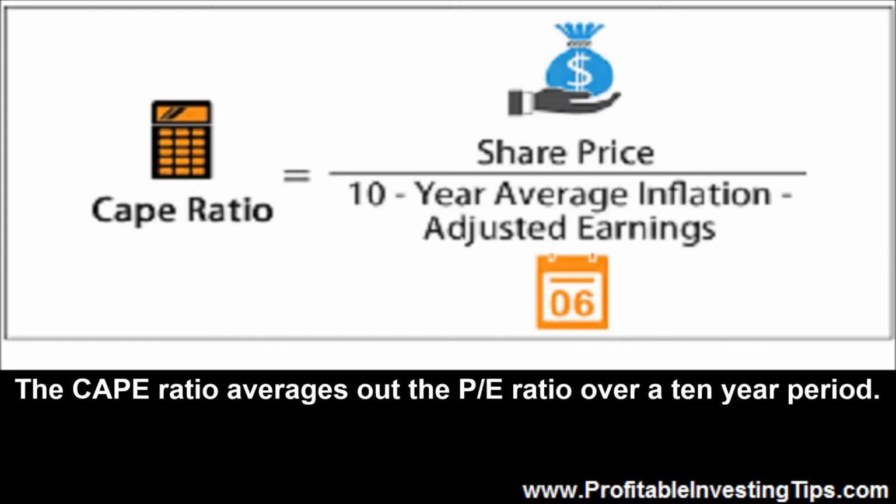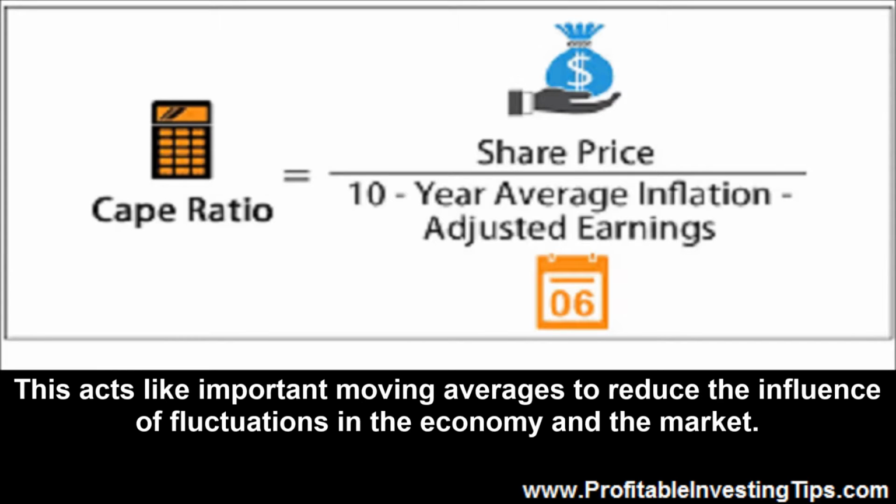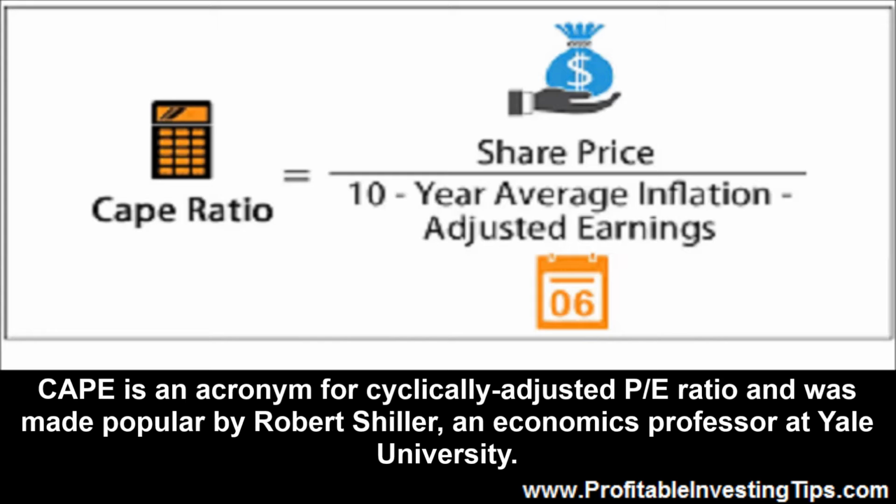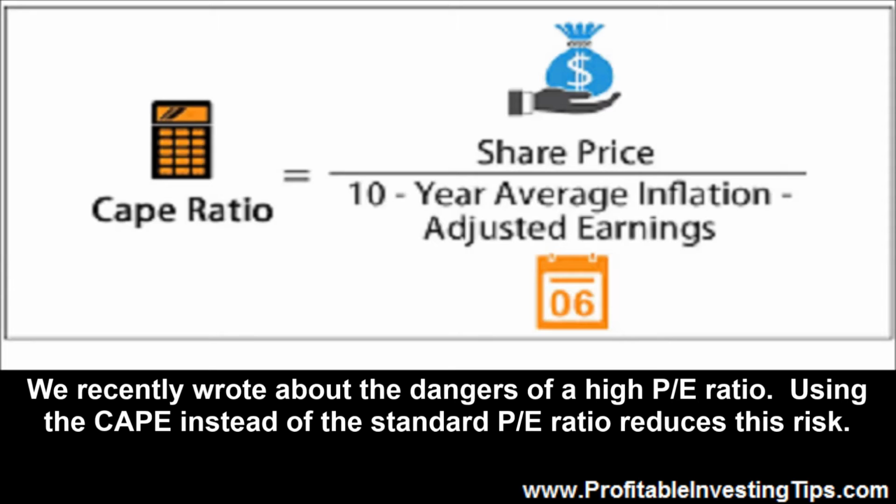The CAPE ratio averages out the PE ratio over a 10-year period. This acts like important moving averages to reduce the influence of fluctuations in the economy and the market. CAPE is an acronym for cyclically-adjusted PE ratio and was made popular by Robert Shiller, an economics professor at Yale University. We recently wrote about the dangers of a high PE ratio. Using the CAPE instead of the standard PE ratio reduces this risk.